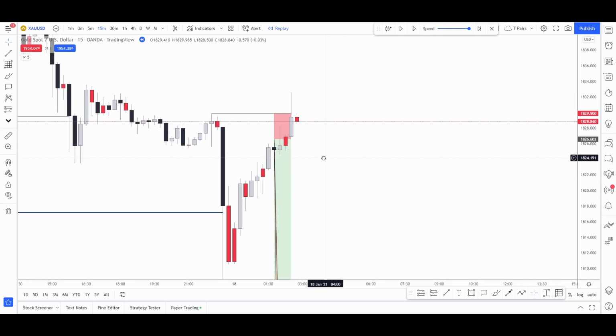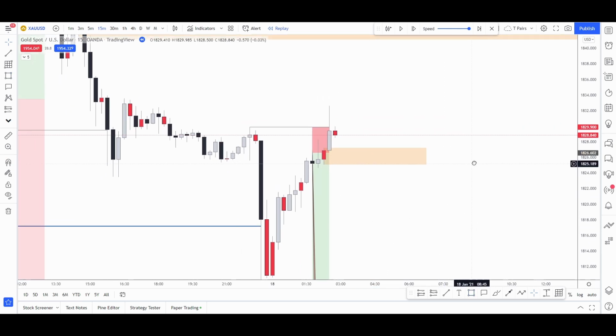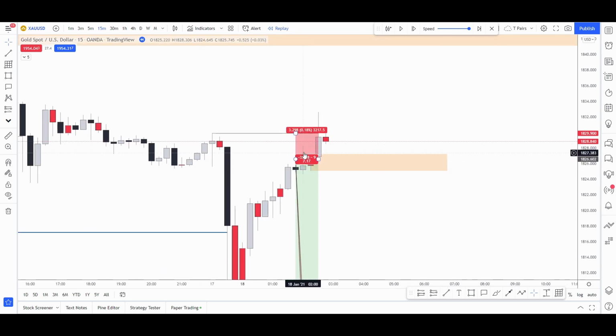I quite like this inside bar, so before we go anywhere else, let's just mark this up. Why do I like this one? Because it's a little pullback. I'm going to try and move this out of the way to stop it from muffling the charts.